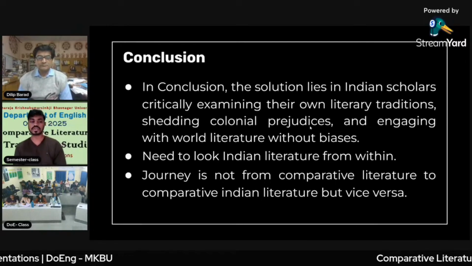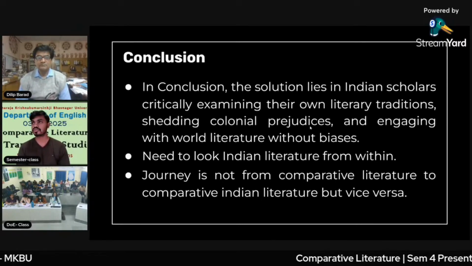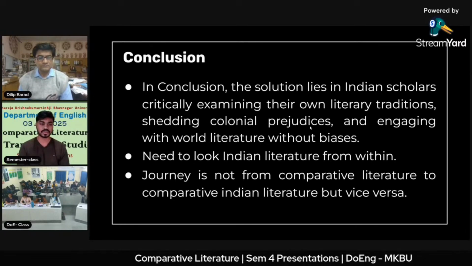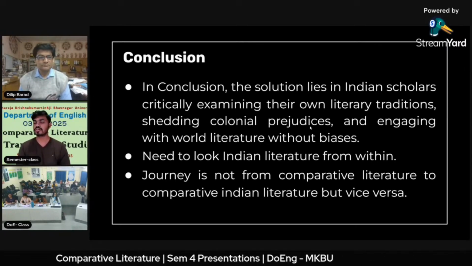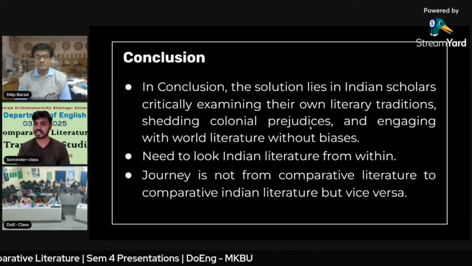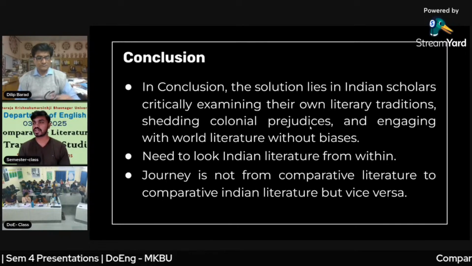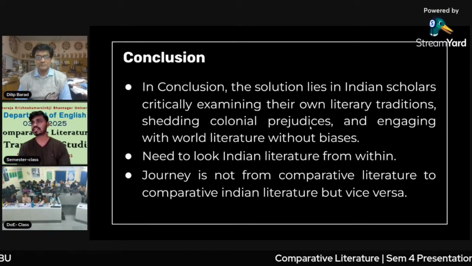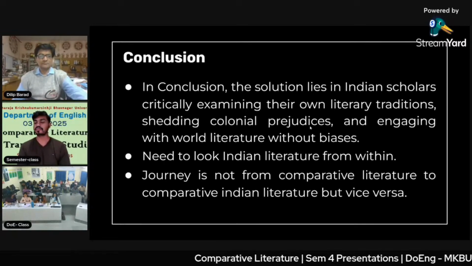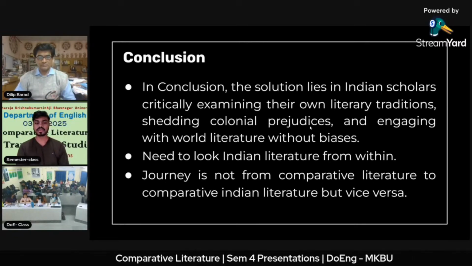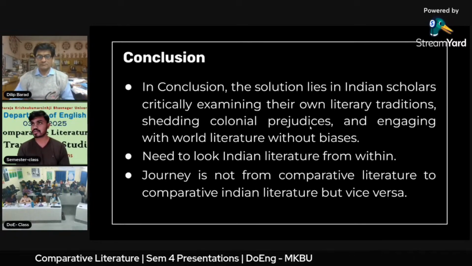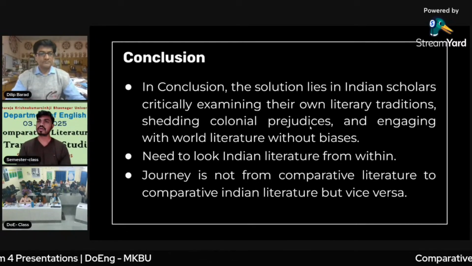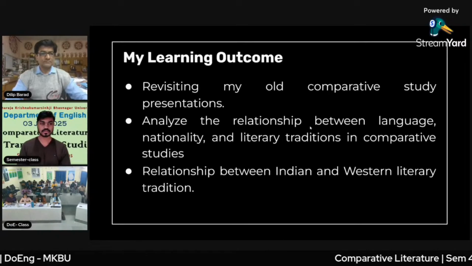And towards the conclusion, we can say that the solution lies in Indian scholars critically examining their own literary traditions, shedding all our colonial prejudices and psychological restrictions, and engaging with world literature without any kind of biases. We have to critically examine our own Indian literature from within. And the journey is not from comparative literature to comparative Indian literature, but from comparative Indian literature to comparative literature.